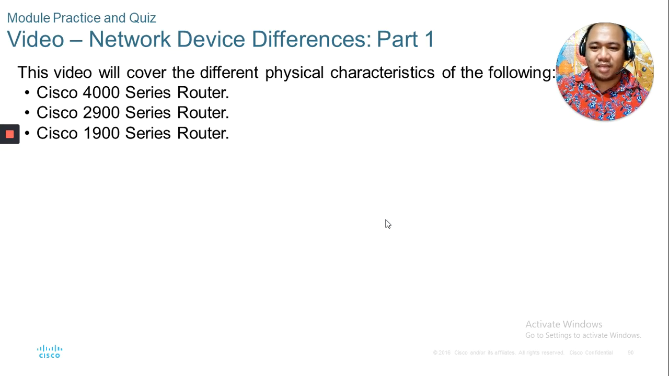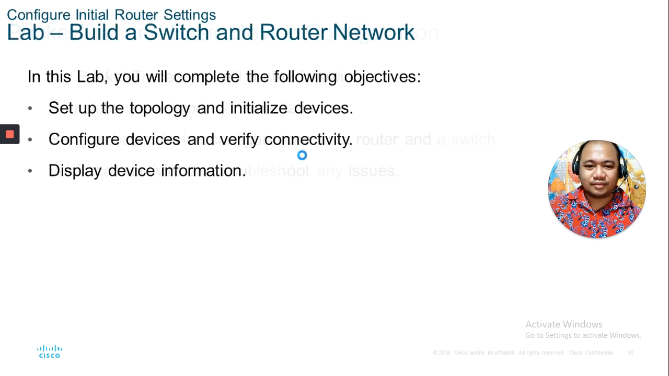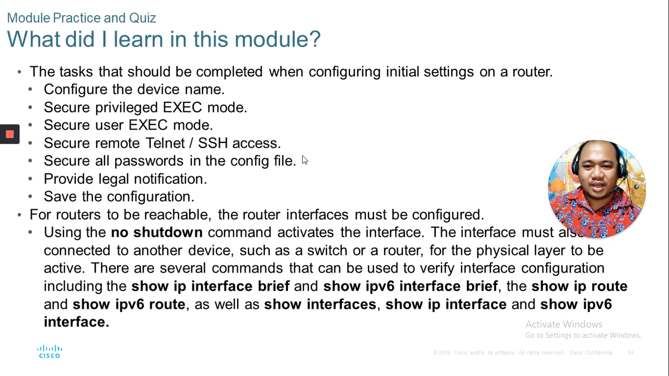Now we have a series of routers and switches that you can use on this activity: the Cisco 4000 series router, the 2900 series router, and the Cisco 1900 router. There will be an activity.